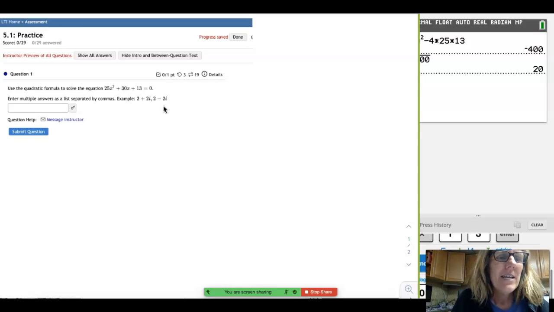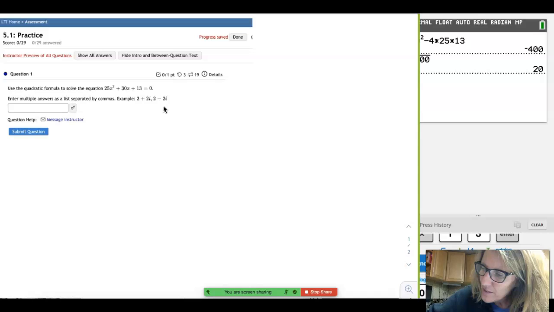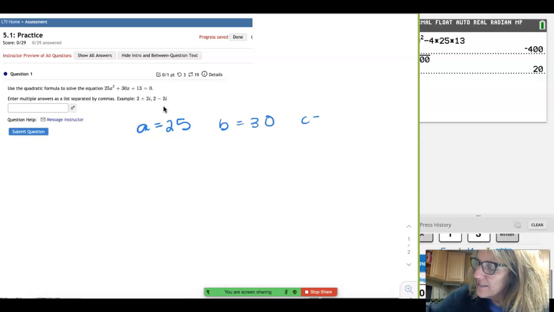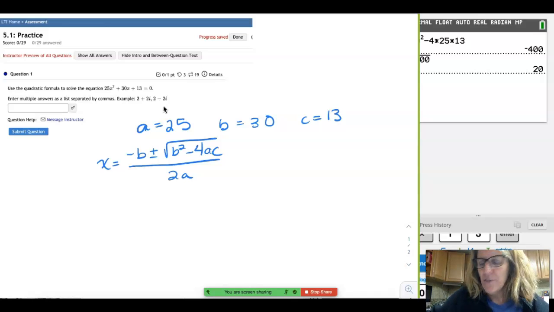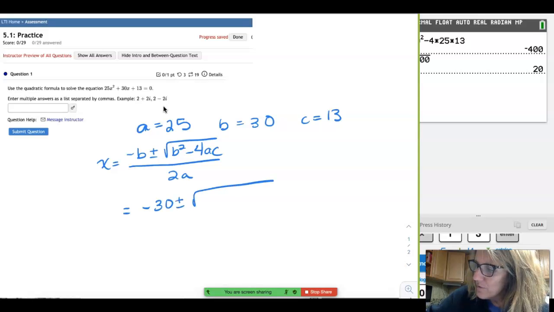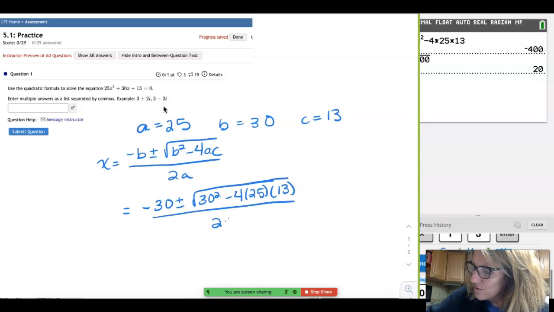So in this example, we have 25x squared plus 30x plus 13 equals 0. And we're solving for x. So remember the quadratic formula, we need to know what a is. A in this problem is 25, b is 30, and c is 13. If you remember, our quadratic formula is negative b plus or minus the square root of b squared minus 4ac, all over 2a. Since we've identified our a, b, and c, we're going to have negative 30 plus or minus the square root of 30 squared minus 4 times 25 times 13, all over 2 times 25.